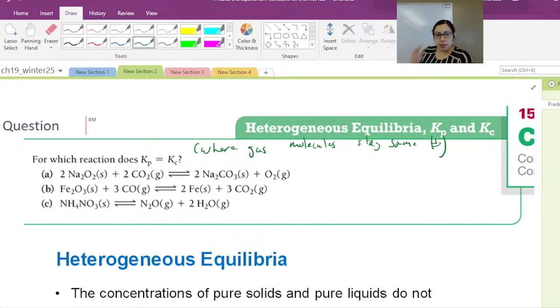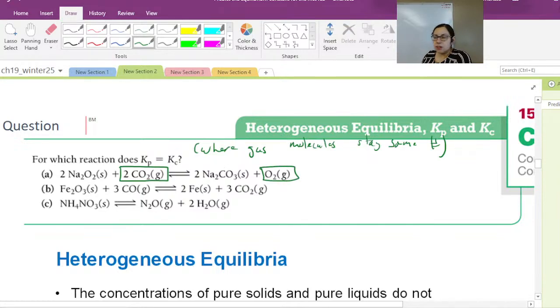So what do we find with A? Looking at this, you're just comparing our gases. We have 2 equivalents of CO2 on our reactant side, and 1 equivalent of oxygen on the other. So would this have the same Kp and Kc? No.